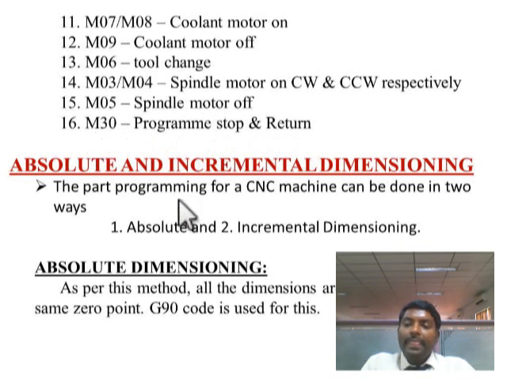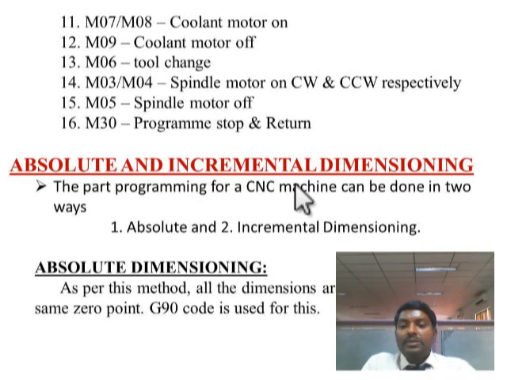That is M30. Next, just now I told G90 and G91. G90 means absolute programming and G91 means incremental programming. So now we are going to see what is meant by absolute dimensioning and incremental dimensioning. The part programming for a CNC machine can be done in two ways. One is absolute dimensioning and another one is incremental dimensioning.